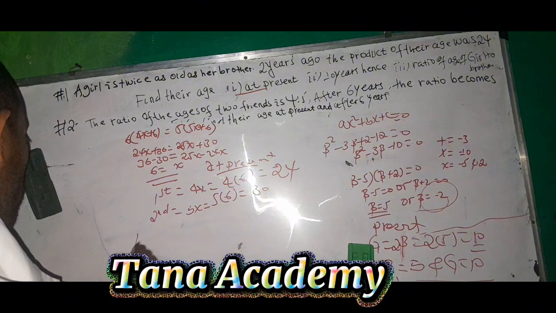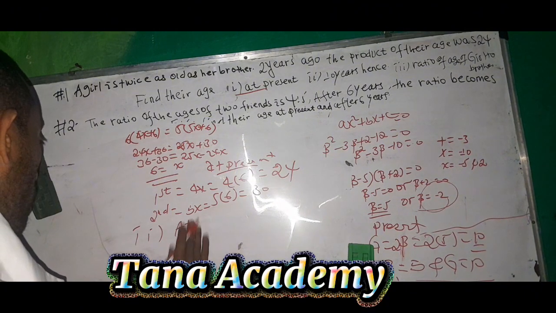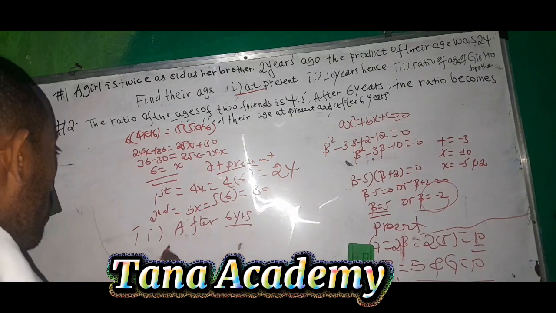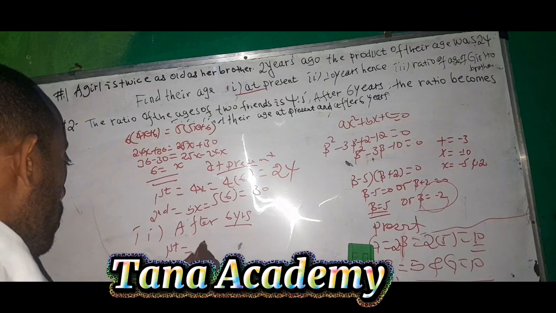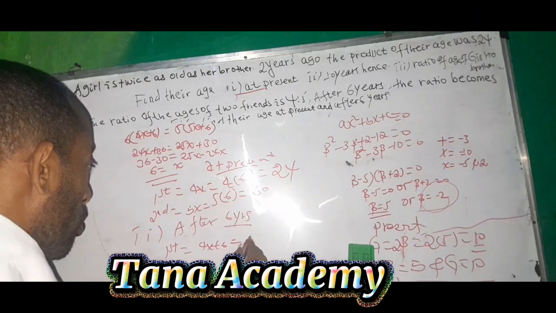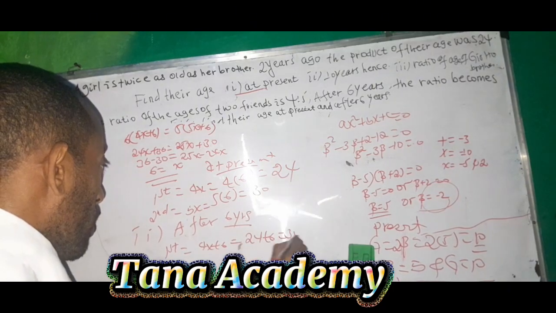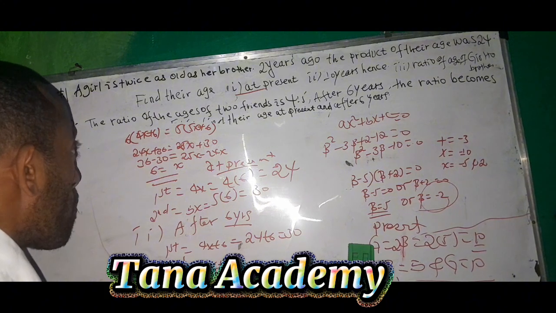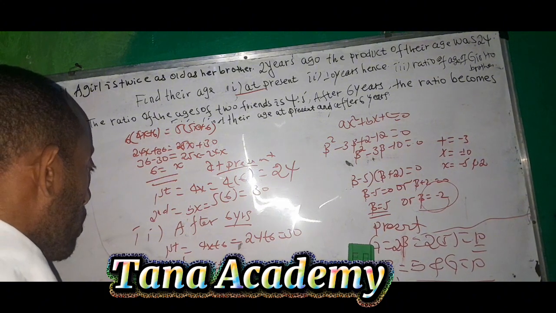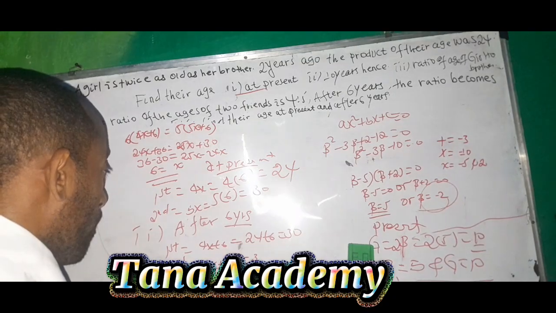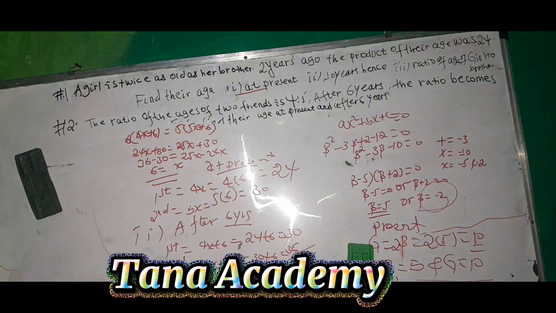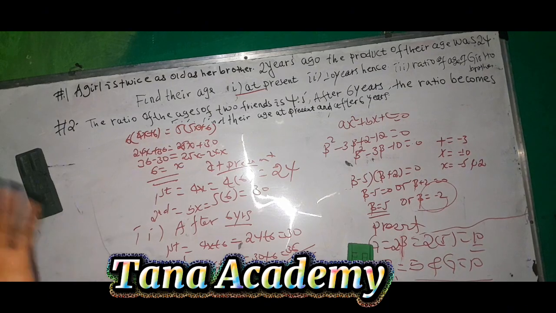Roman number 2: after 6 years, the first is equal to 4x plus 6, that means 24 plus 6, which is 30 years old. The second friend will be 5x plus 6, which is 30 plus 6, equal to 36. After 6 years, the first friend is 30 and the second friend is 36.